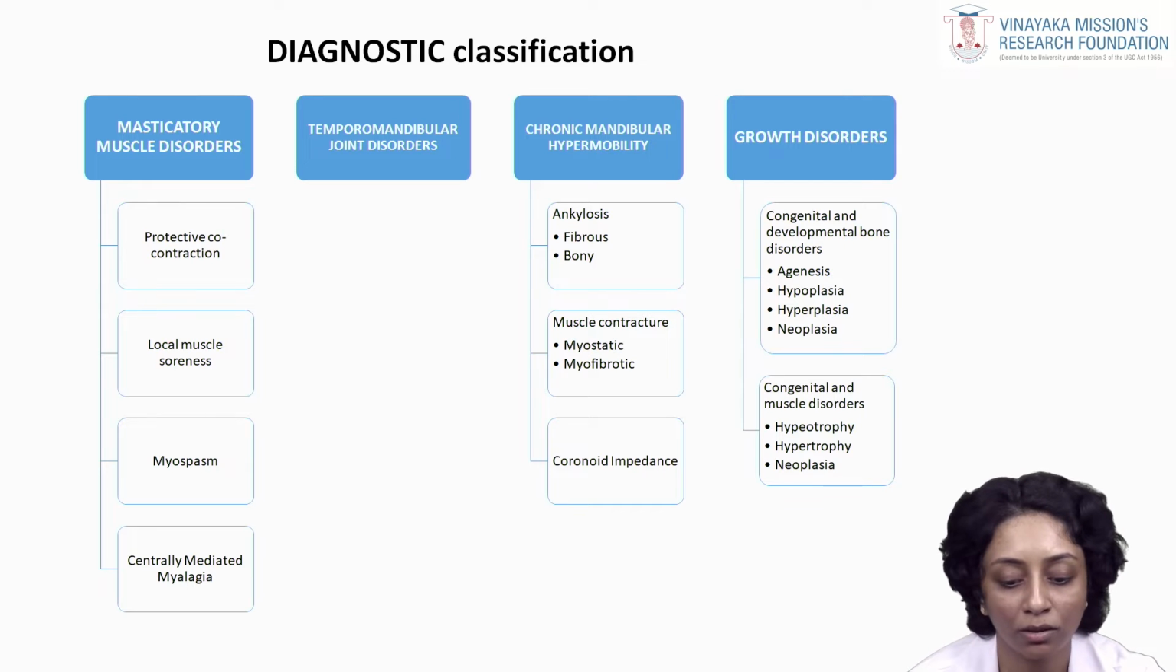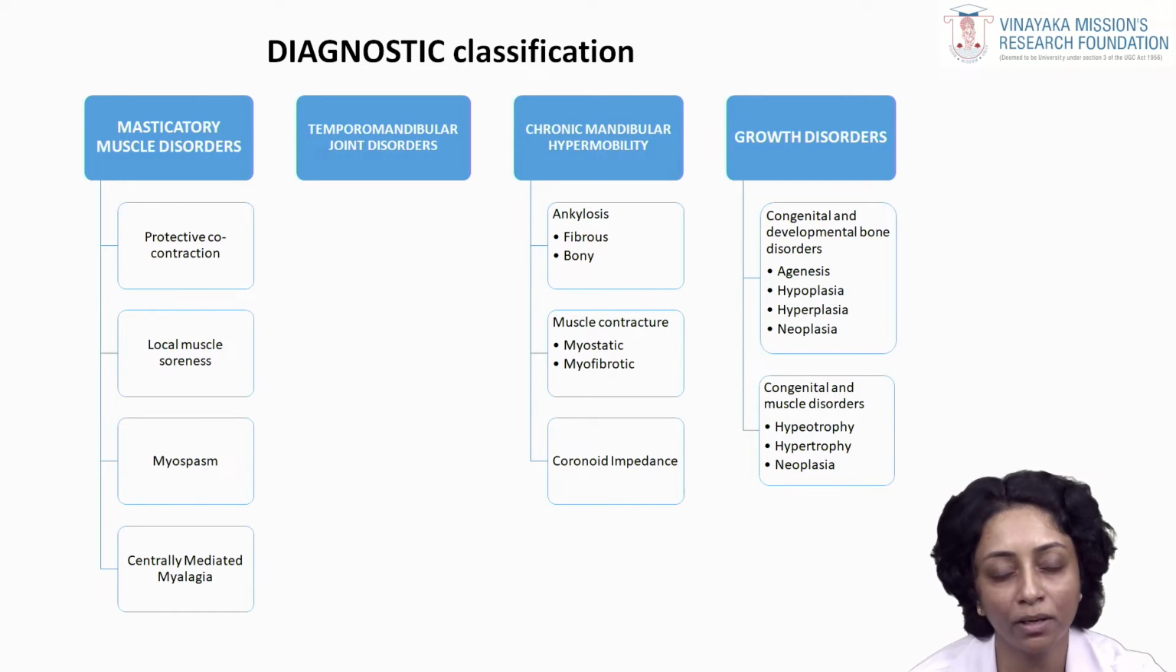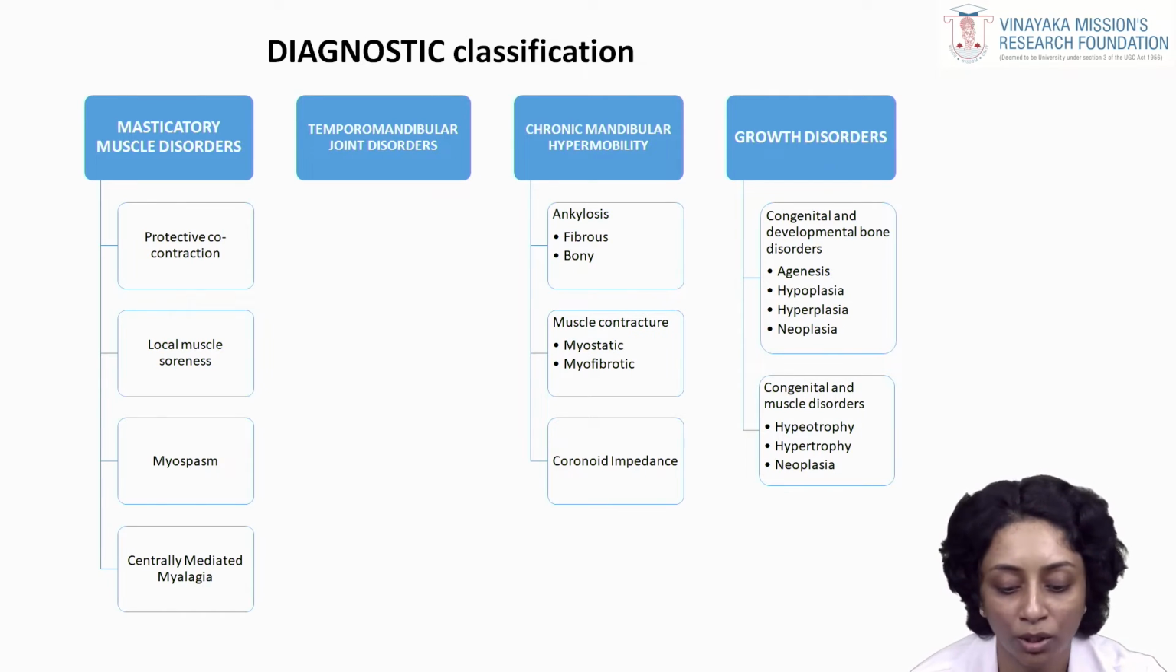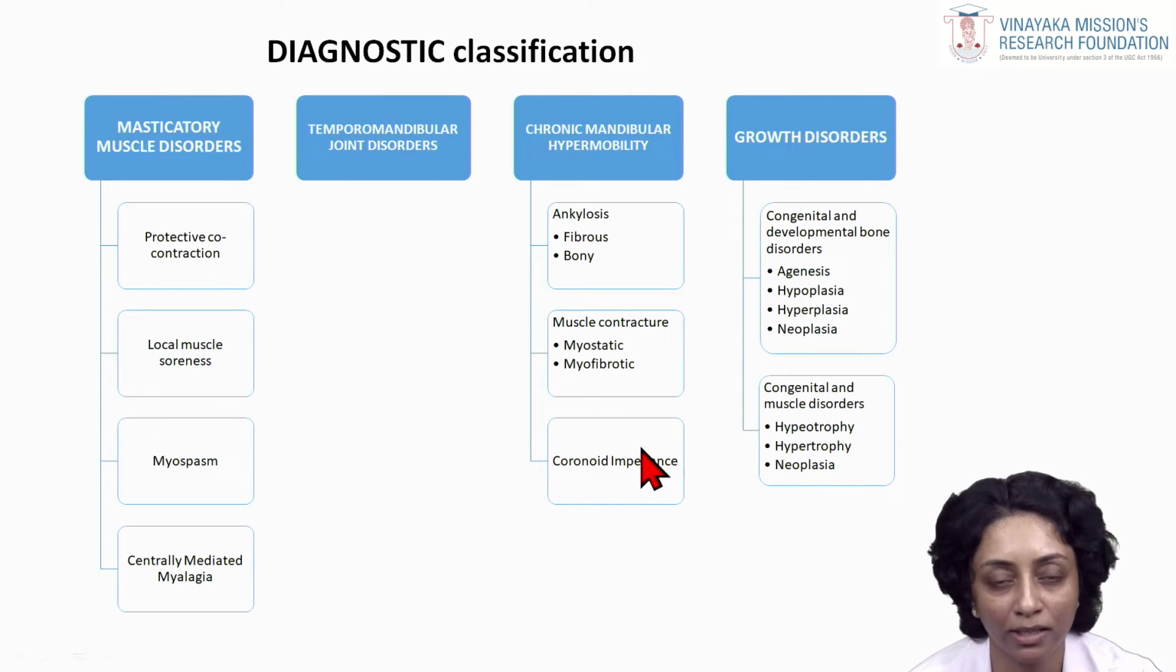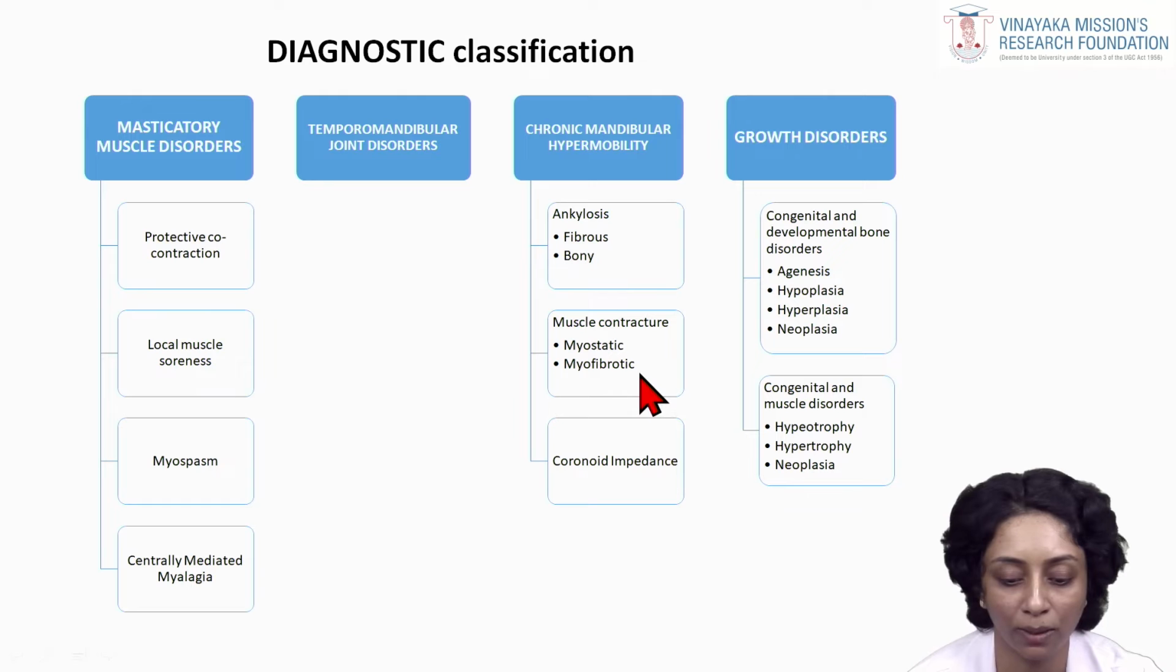Moving to the next one, chronic mandibular hypermobility. Under this, we have to classify the ankylosis type, which can be either fibrous or bony type. Then the muscle contracture, either myostatic or myofibrotic, and the impedance of the muscles of the condyle itself. The coronoid gets impedance, that is classified under chronic mandibular hypermobility of the associated structures related to TMJ.